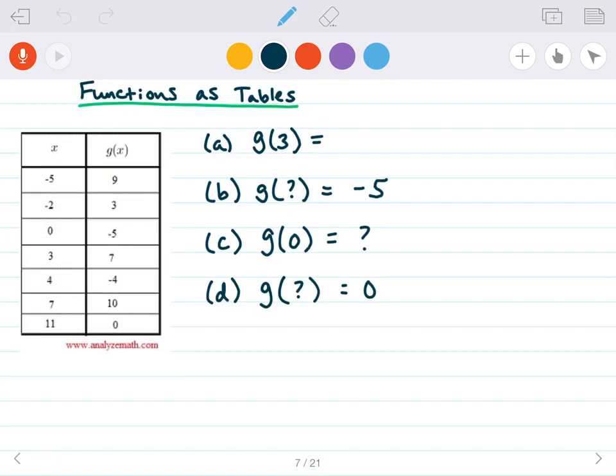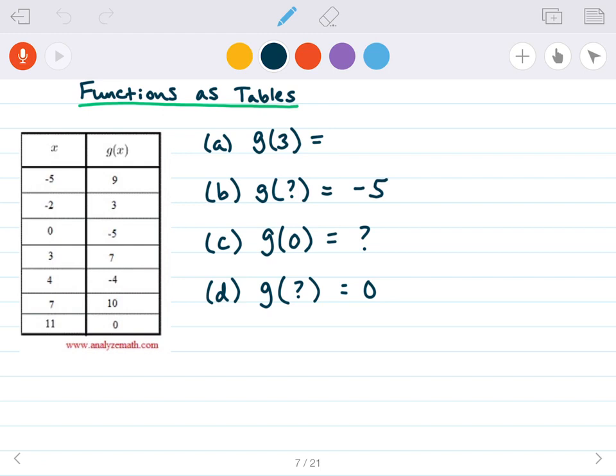All right, we can also talk about functions in table form. Sometimes when you're given a rule, you can make a table if you'd like. It might be helpful to do that. But anyway, let's look at the table and see if we can figure out these answers.